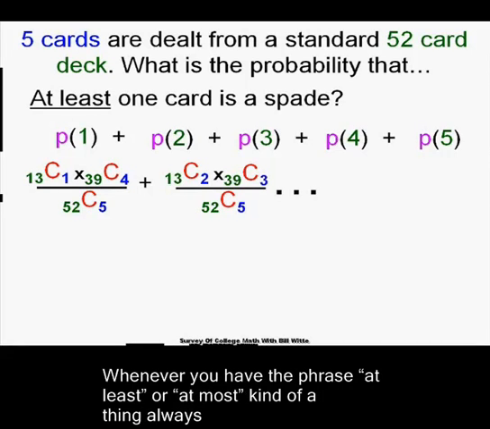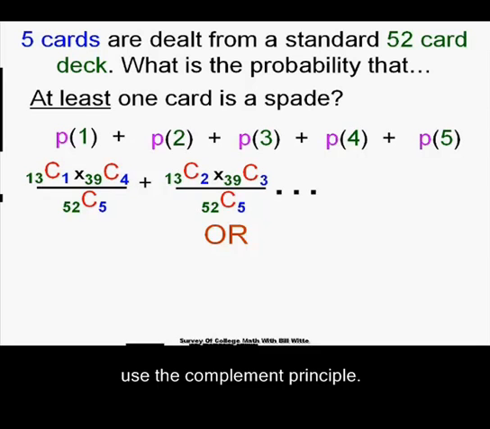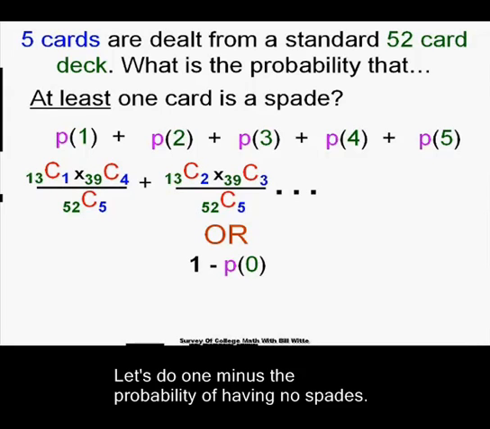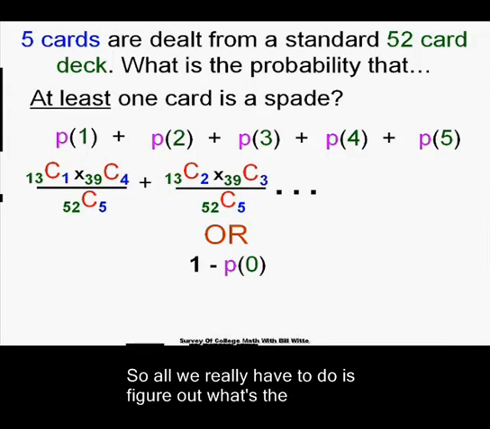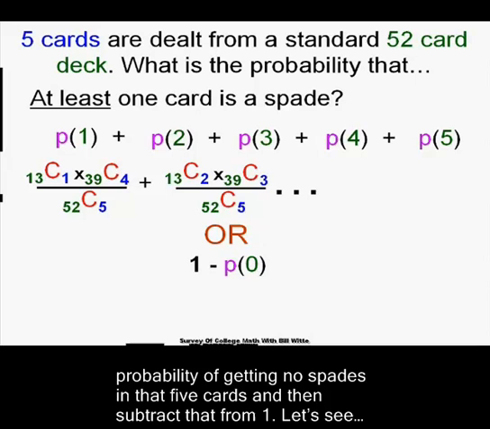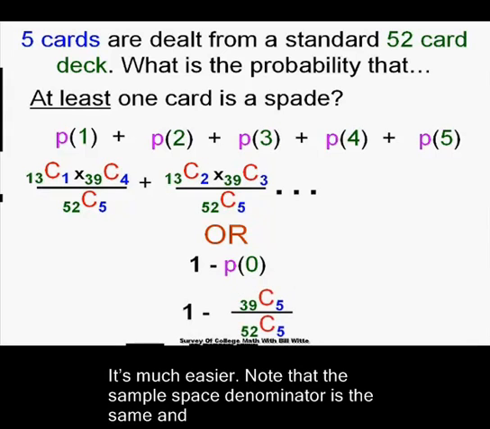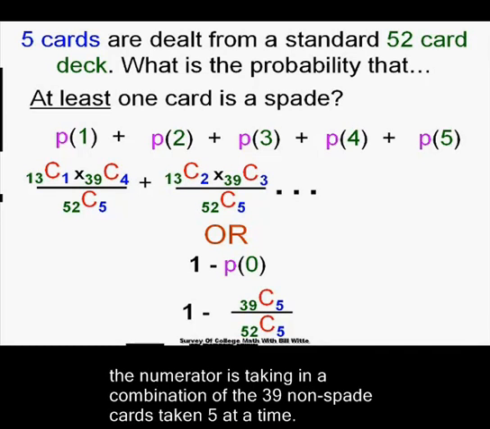Whenever you have at least or at most, always use the complement principle. Let's do 1 minus the probability of it not happening. If we're going to have at least 1 card being a spade, let's have 1 minus the probability of having no spades. So all we have to do is figure out the probability of no spades in those 5 cards. That's so easy. Note that the sample space is the same, and in the numerator we take a combination of the 39 non-spade cards taken 5 at a time.